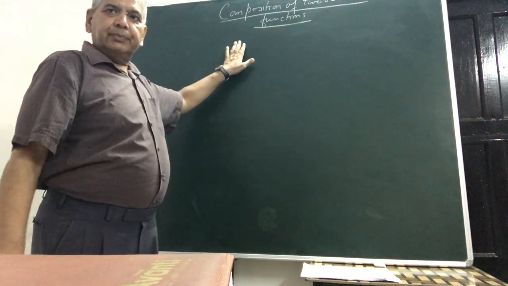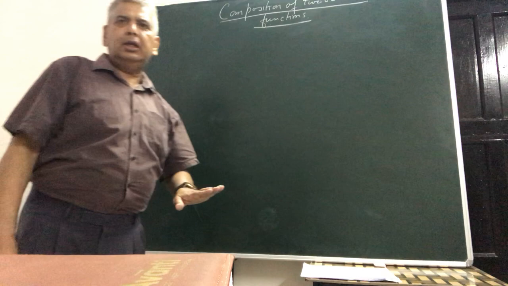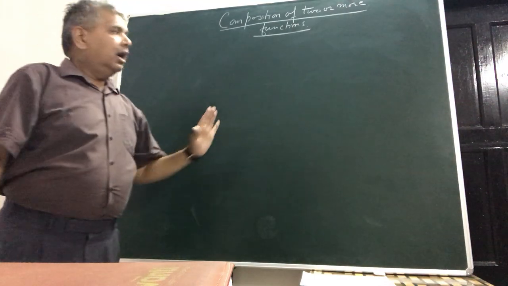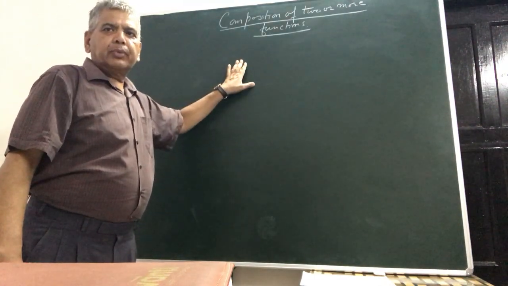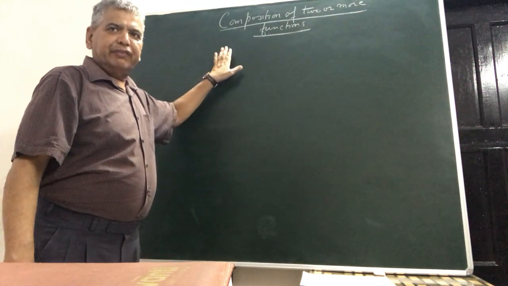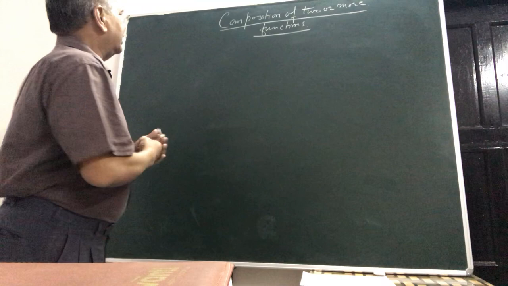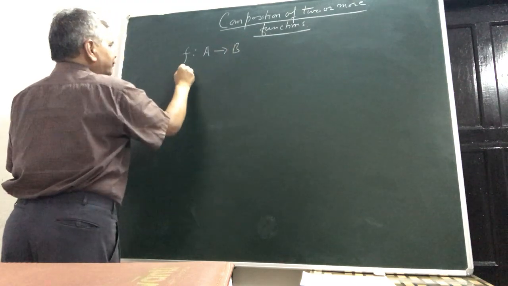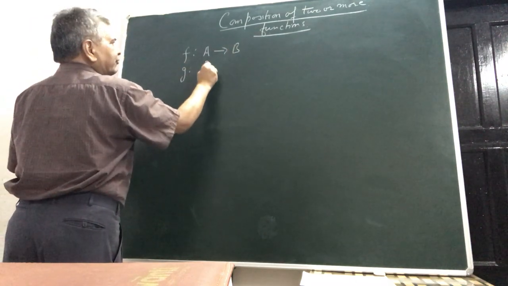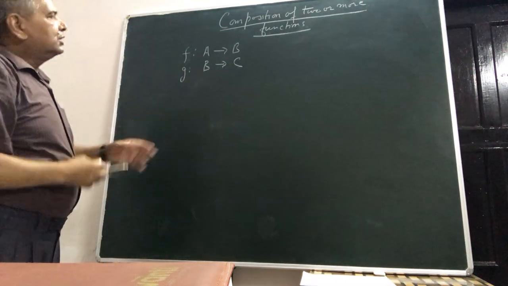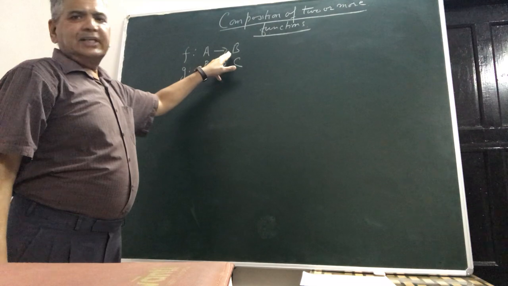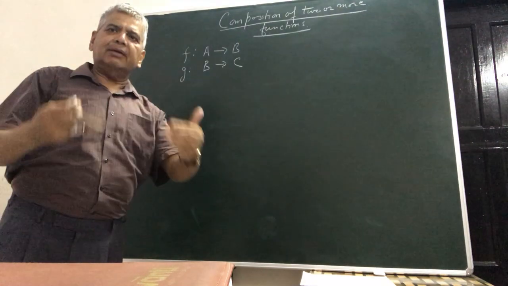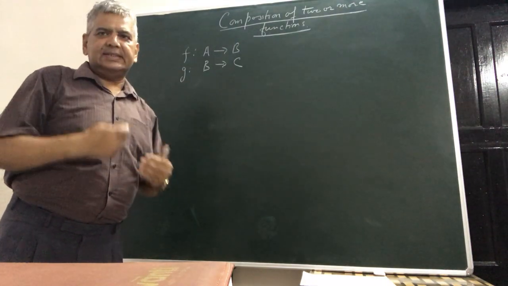For composition of functions to be meaningful, what you need to do is ensure that the range set of the first function, that is, if f is the first function defined from A to B, then the second function needs to be defined from B to C. That is to say that the range set of the first function should be the same as the domain of the second function, then only this composition of two functions will make sense.